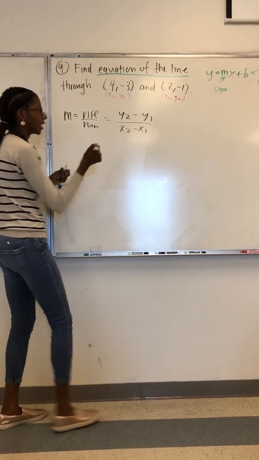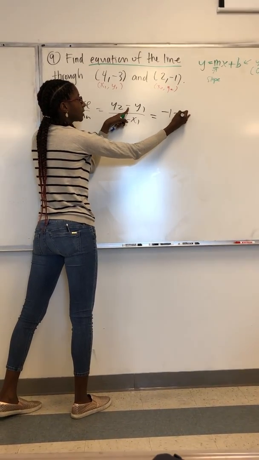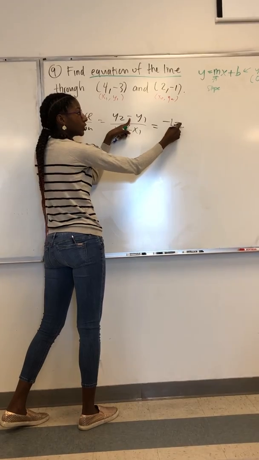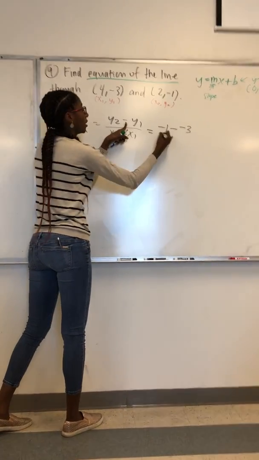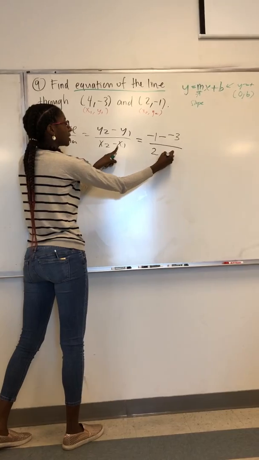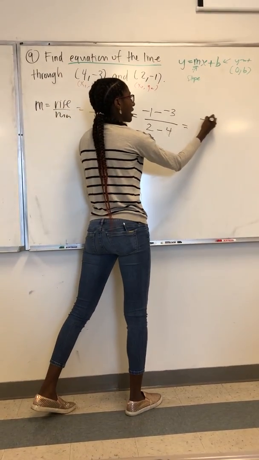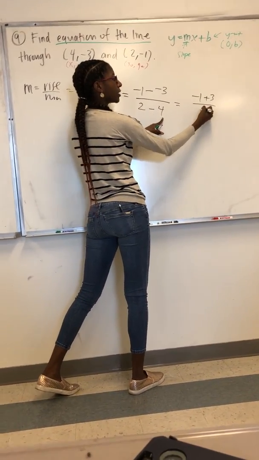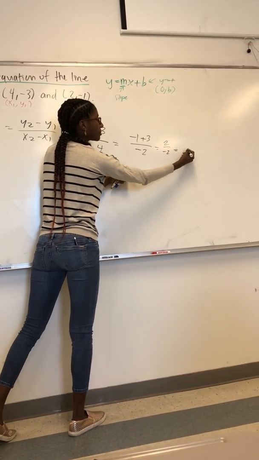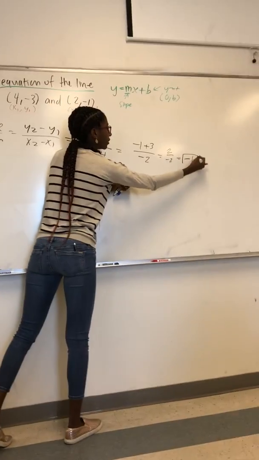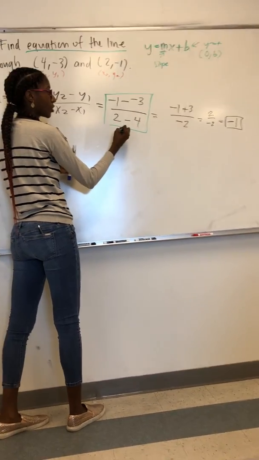So now all we have to do is plug it in. We have y2, which is -1, minus y1, which is -3. Just because it's already a minus doesn't mean you get rid of the negative. You just write it again. So minus -3. Make sense? Over x2, which is 2, minus x1, which is 4. What happens when you have two negatives? It becomes a positive, so you have -1 plus 3 over 2 minus 4, which is -2. -1 plus 3 is 2 over -2, which simplifies to -1.